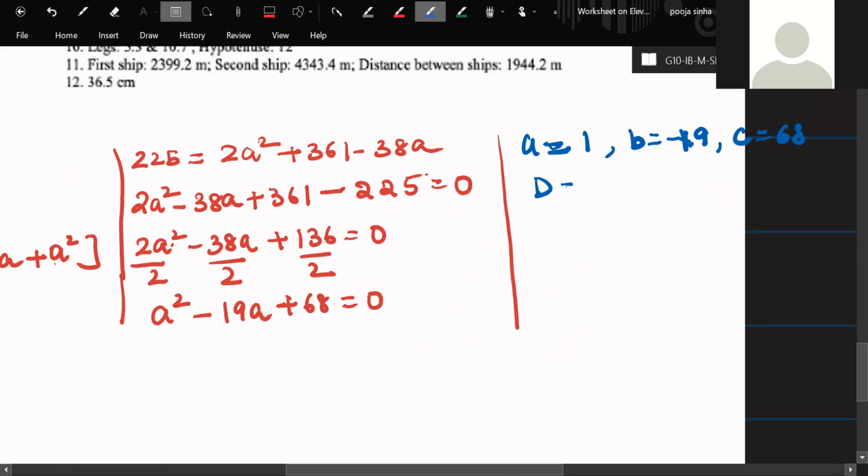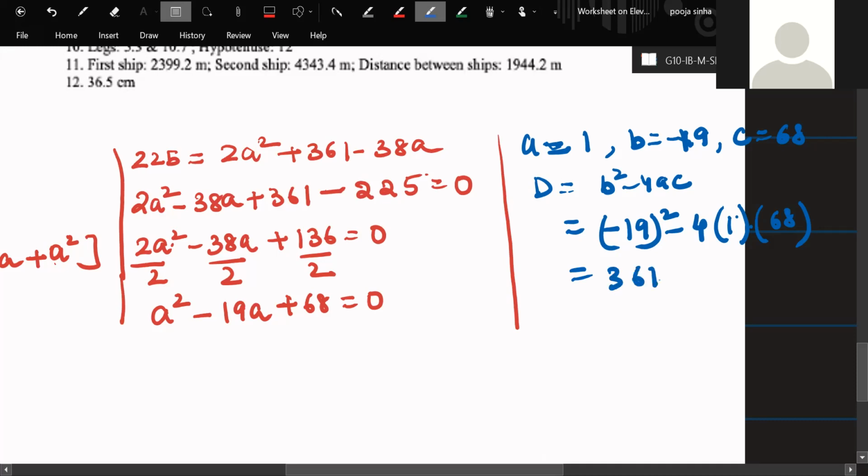right? And then you figure out what is D. D is equal to B square minus 4AC. How much is your B? It's minus 19 square minus 4. How much is A? How much is C? So now you substitute this. 19 square is 361 minus 4 into 68. Do you remember this method? 361 minus 272 is equal to 89. So your D is equal to 89. Do you remember this? Yes or no?